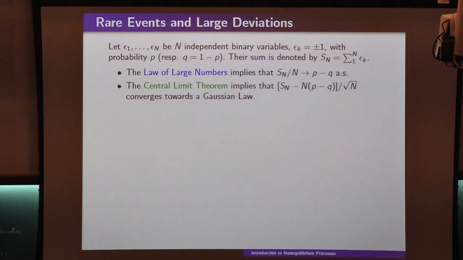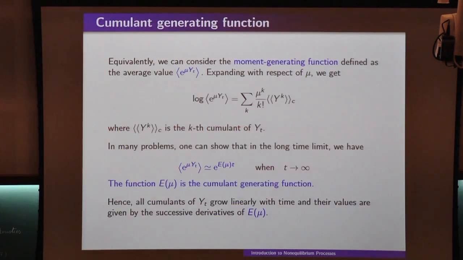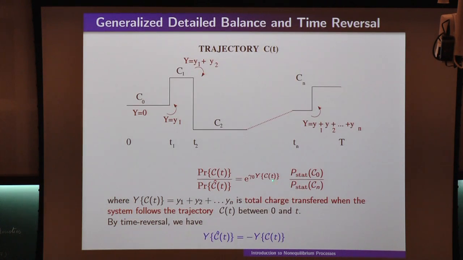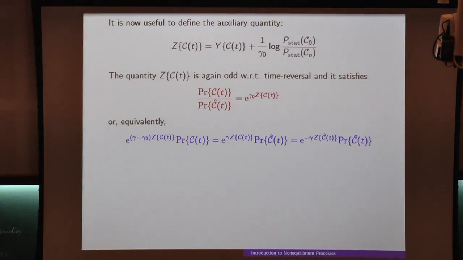So of course you will have a global exponential gamma y1 plus y2 plus yn that will appear, which is total y, okay? The total charge, or the total quantity transferred when the system follows the trajectory C of t. And also remember that because of time reversal, y of C hat is minus y. So now that we have this relation, we have Galavotti-Cohen, essentially Galavotti-Cohen's identity.